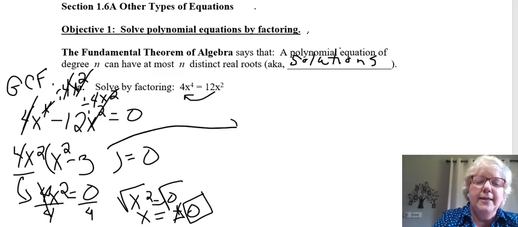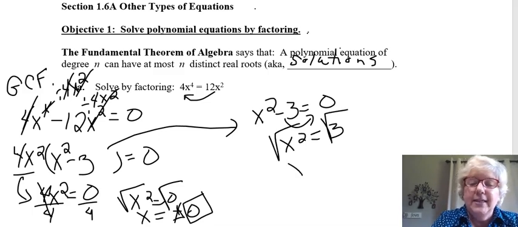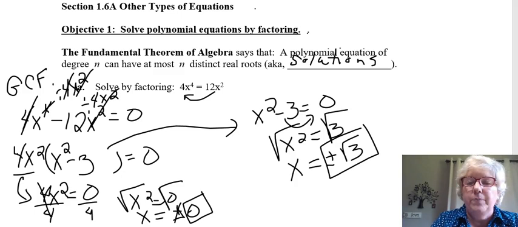Then I will go back and take the other factor, x squared minus 3 equals 0. Move the 3 over, get x squared equals positive 3, and take the square root of both sides. So I have x equals plus or minus square root of 3. Now that does represent 2 answers. So we say the answers would be plus minus square root 3 and 0.